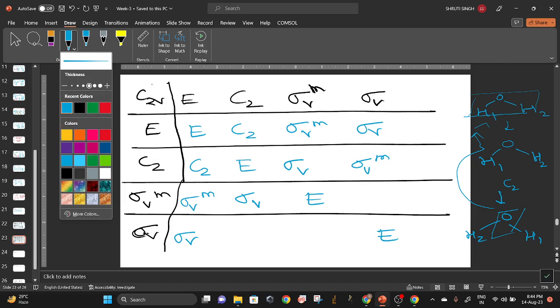So for symmetry, if you see with respect to symmetry, then that will form, because here only we are seeing, right, from the molecular plane to sigma v you can get, and then from sigma v you can get back to the molecular plane as well.